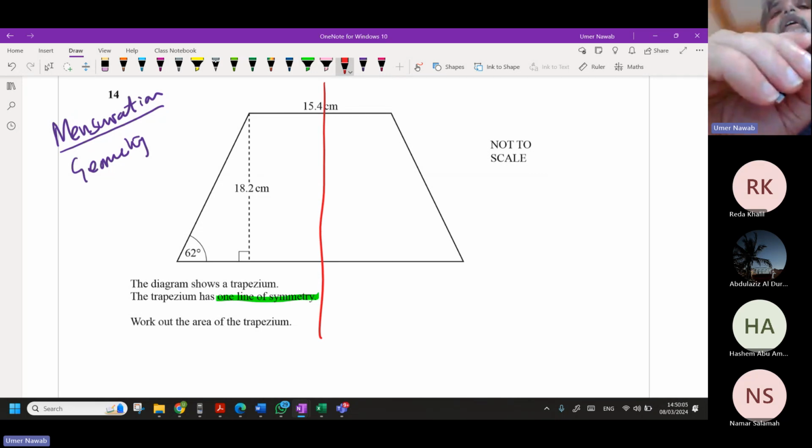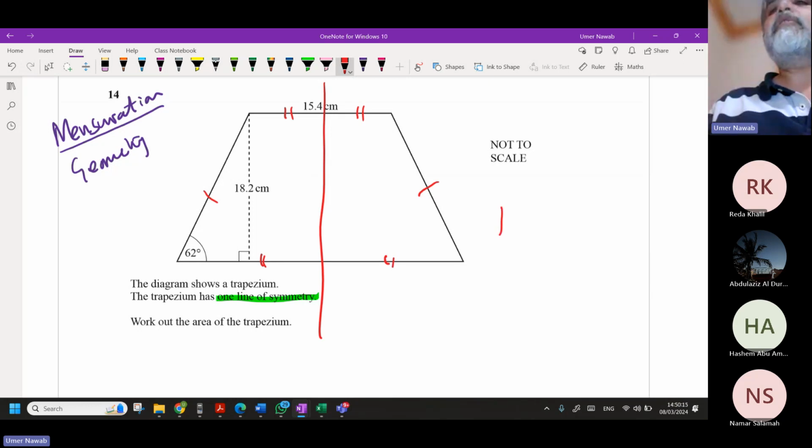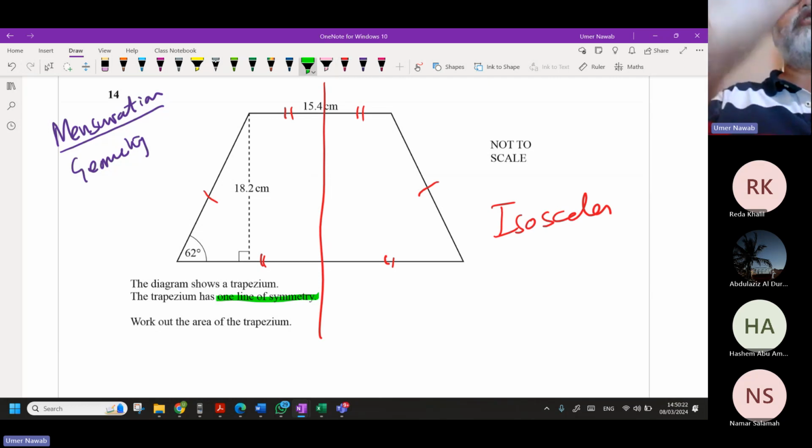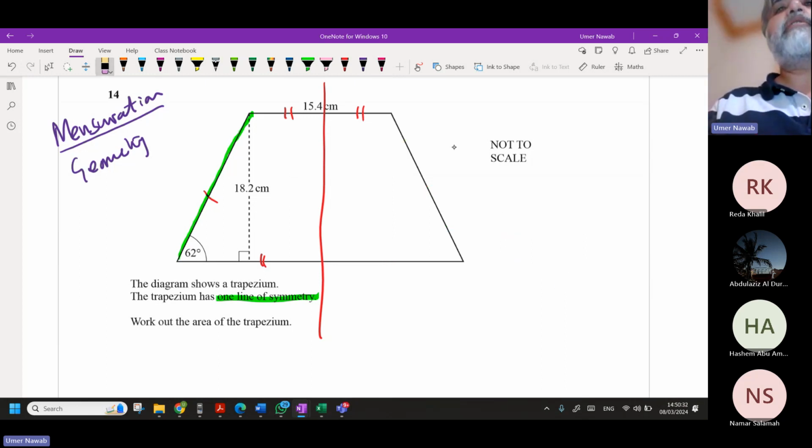This type of trapezium is such that this side is equal to this side, and the line is bisecting it into two equal halves. Just for your knowledge, guys, when the non-parallel sides are equal, such a trapezium is called an isosceles trapezium. Am I going to use any specific property of the isosceles trapezium? No, you are not going to use that.